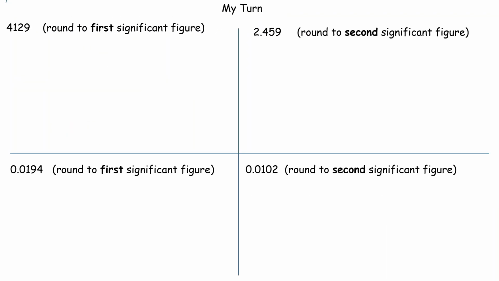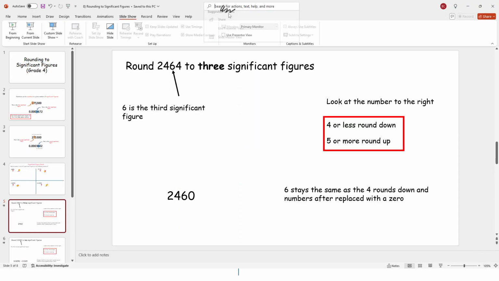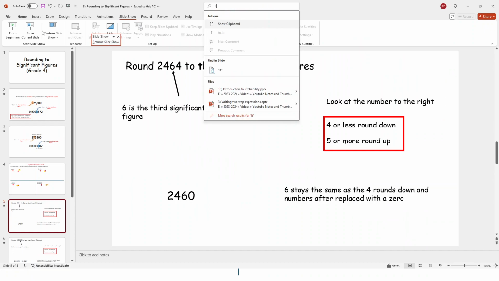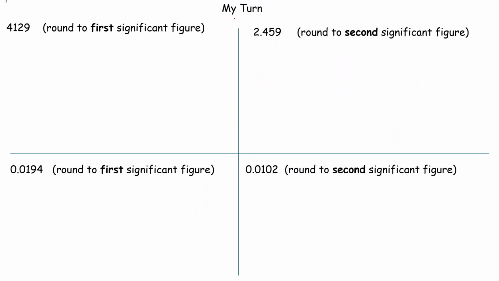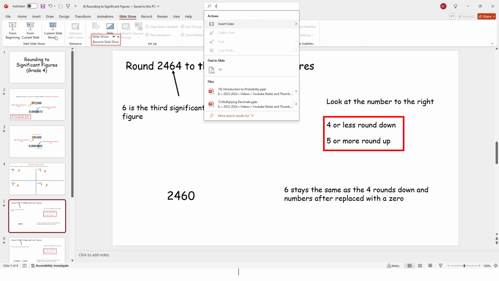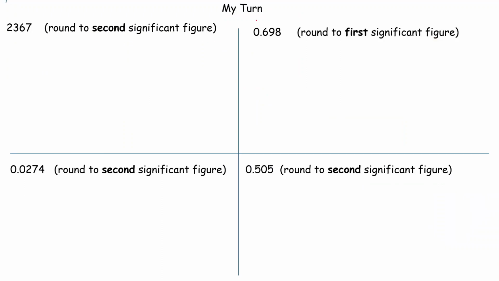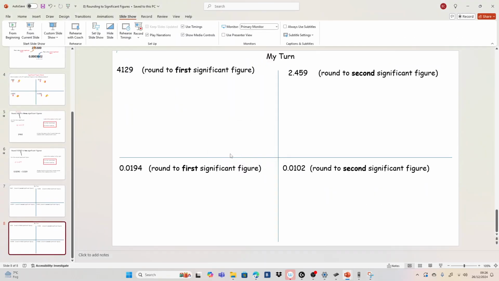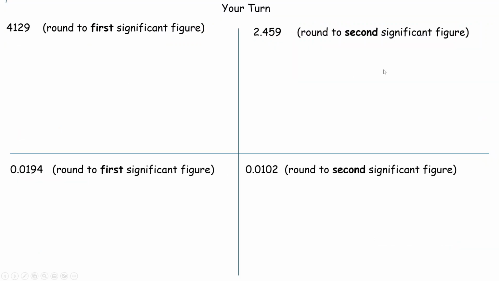You can then try some your turns, which I've called my turns. I don't know why that's happening. That should say your turn. For some reason, when I write up here, it glitches out. Anyway, I'll go through these ones, and then you can try the ones on the next slide. I'm going to edit it right now. Sorry, let's call this a your turn quickly. There we go. Apologies for that.